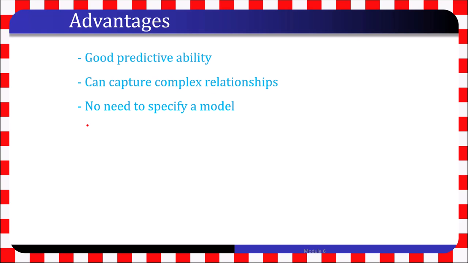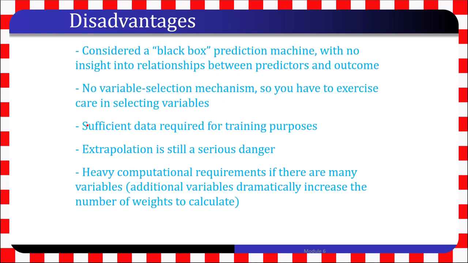Neural networks have really great predictive ability, and they can capture complex relationships. So there is no need to specify a model. You don't need to have a model in your mind. But there are disadvantages. These hidden layers are considered a black box just because it does not assume any relationship between the predictor and outcome. There is no variable selection mechanism, so you have to exercise care in selecting the variables. We need a lot of data for training purposes. Extrapolation is also a serious danger, and this method has a heavy computational burden, so it might be a little slow as the number of variables increases.